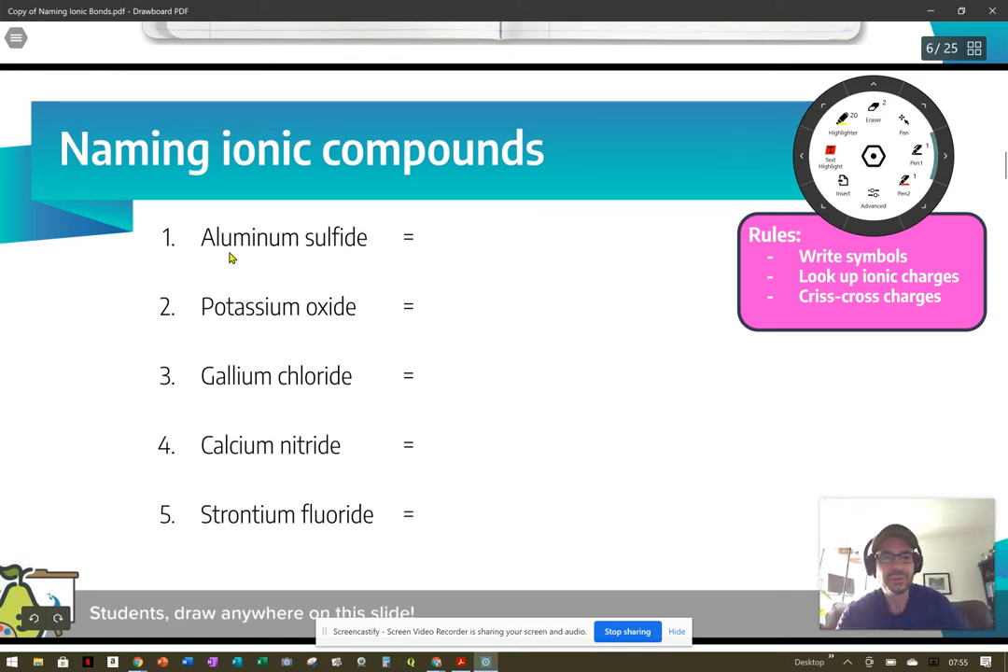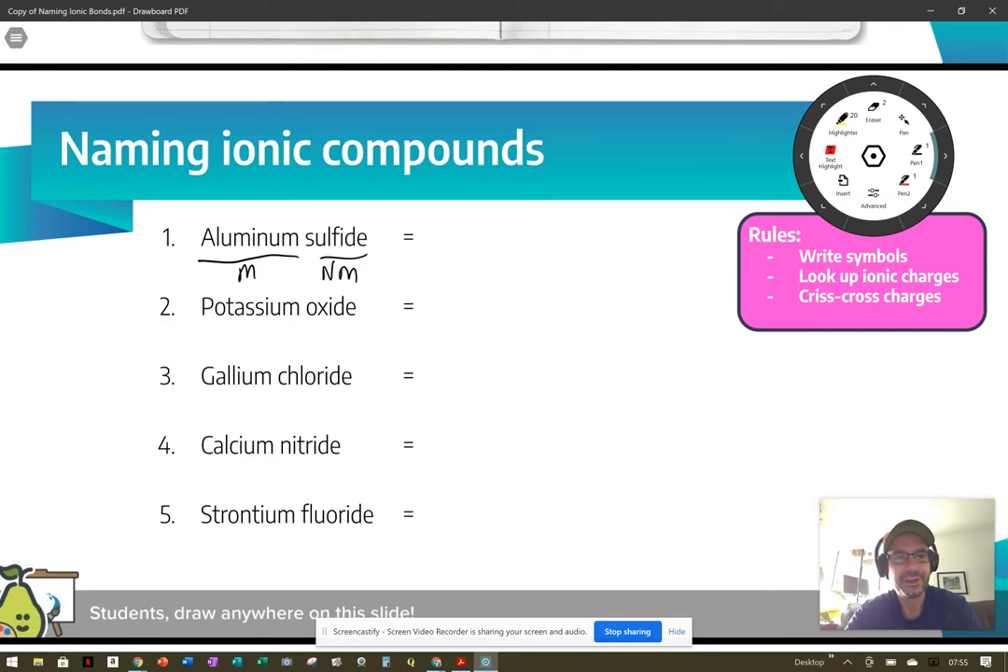So when we're looking at how to write the formula from the name, first thing you need to do is find your metal and then your nonmetal. The metal is always going to be written first and the nonmetal is going to be written last. So we know that aluminum is going to be to the left on the periodic table from sulfide, which will be on the right, which is sulfur.